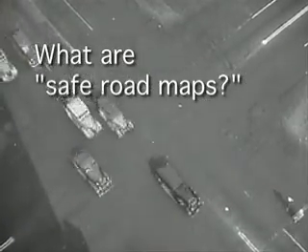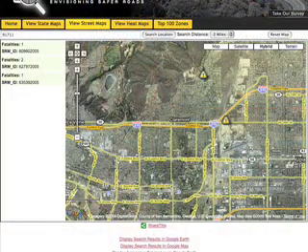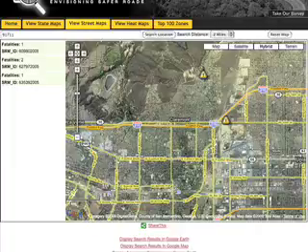SafeRoadMaps is a website. We developed it to allow any user to go on the site and look at a map of their community and see the traffic fatalities that have occurred in their community. So if you were to go to Claremont and type in 91711, you would see a MapQuest style map with a little triangle and exclamation point where there's been a fatality, right on the road where it happened.